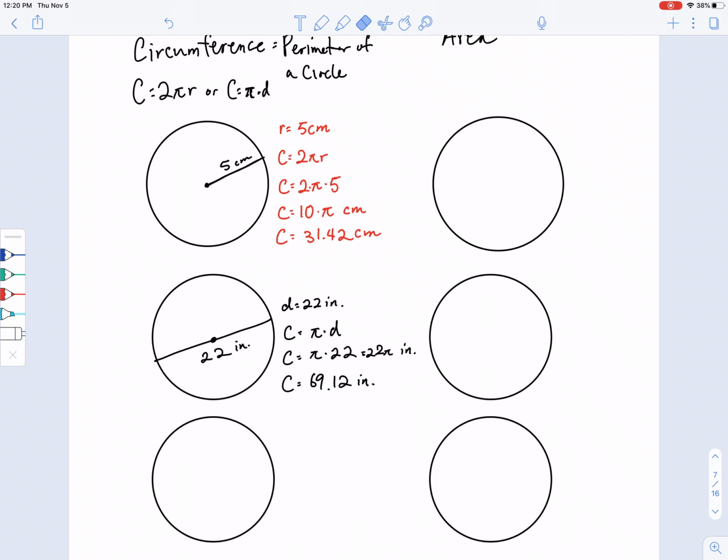Okay. So the image of the circle is actually not needed. What if we just have a statement that says I have a 10-inch radius, and I'm asked to find the circumference? Well, with just that knowledge of the radius being 10, I can find the circumference.